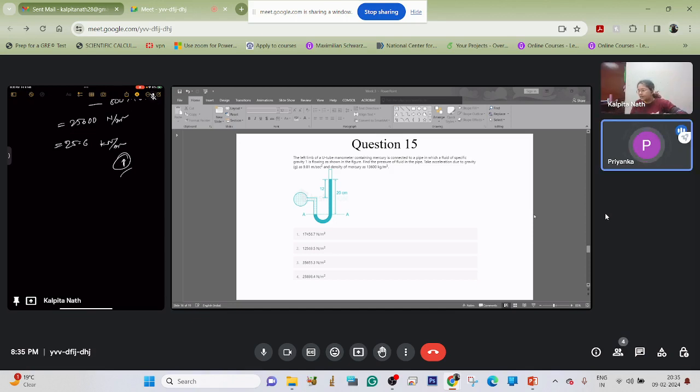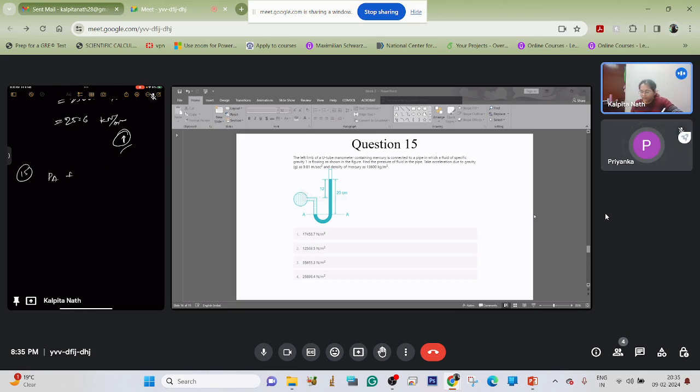Okay, ma'am. I assumed it as normal atmospheric, one atmosphere. I understand, but it won't be right. So let's solve this. PA plus 1000 into 9.81 into 0.08. Everything is similar here. 0.2. So this will be nothing but 25898.4.